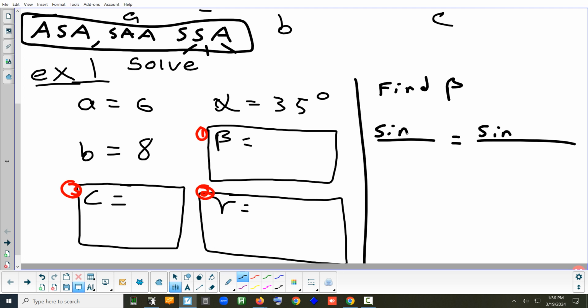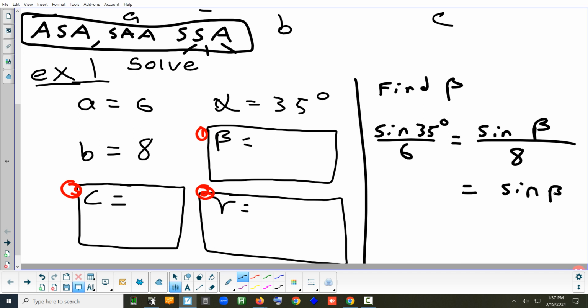Okay, so what could I put on the left side? Let's have that side represent everything that we know. 35 degrees. Yep, sine 35 over 6. Now the right side, that's going to have to be the variable we're solving for. What goes on the right side? It would be sine beta over b, which is going to be 8. Sine beta over 8.